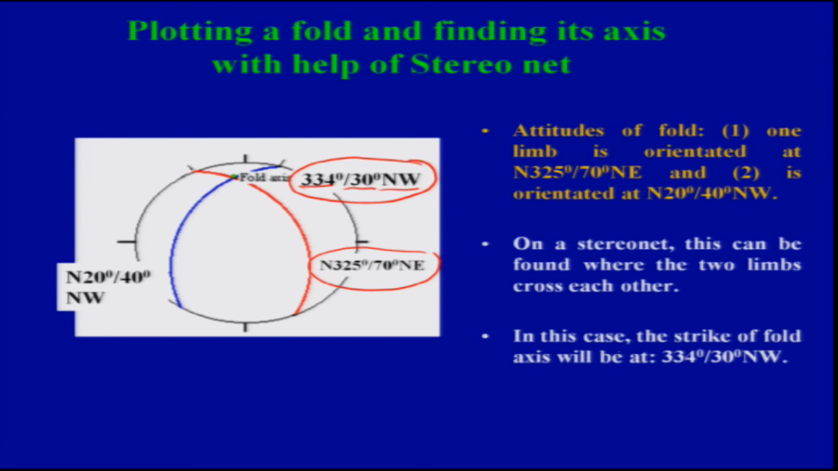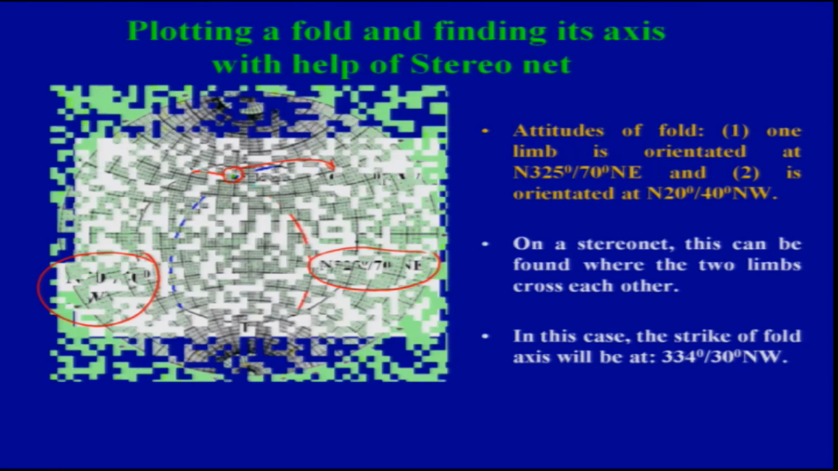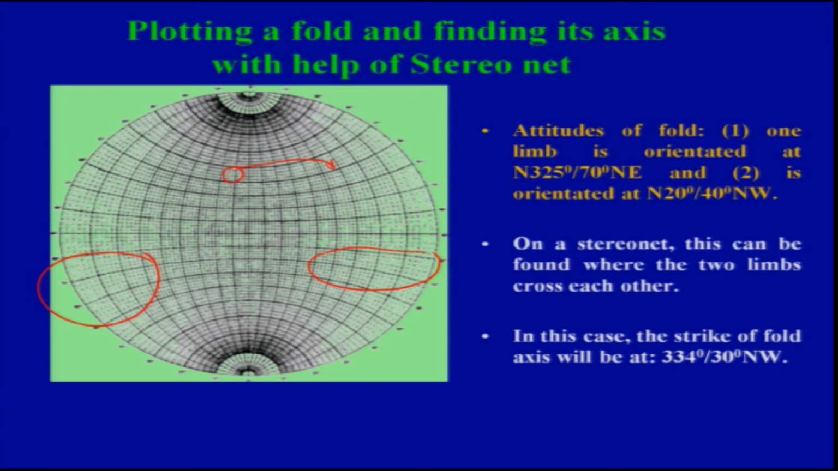In this case, the strike of the fold axis will be at 334. Sorry, this one that has been given is the strike of the fold. So this is the strike of the fold. We have two beds here, one is the blue line and this is the red line. Let us see how we can plot this. Let me remove this quickly and then we can see.